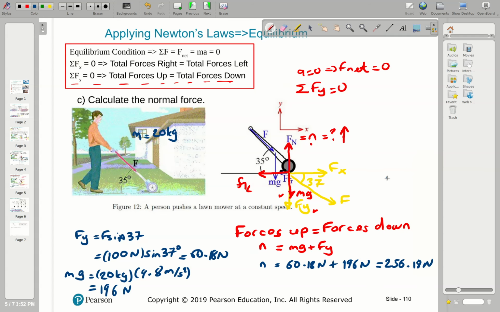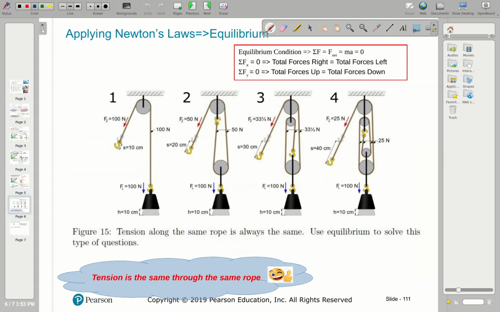Generally, either the system will be moving with a constant speed, like in this case, or stationary. In both cases, a is 0, F net is 0. Up forces are equal to down forces, right forces are equal to left forces, which gives us the answer. Other questions are all similar.